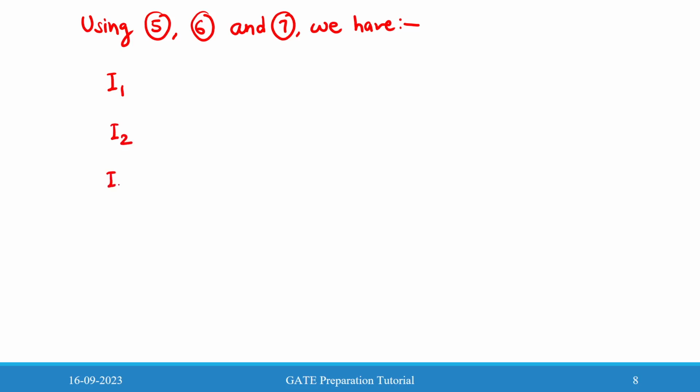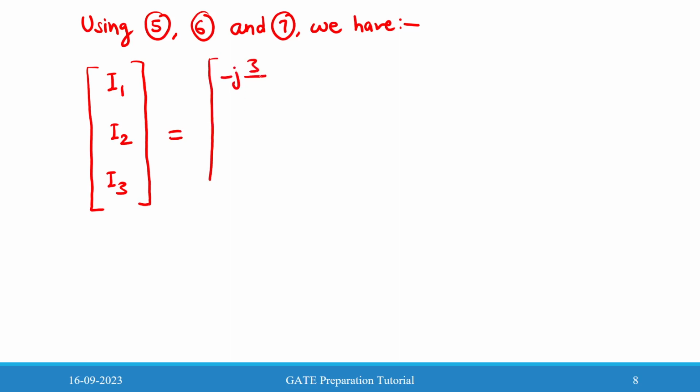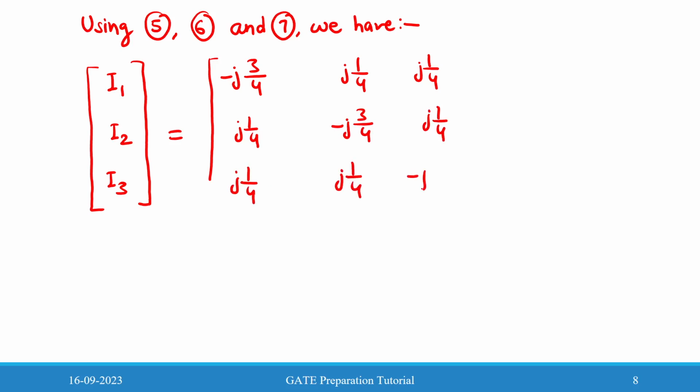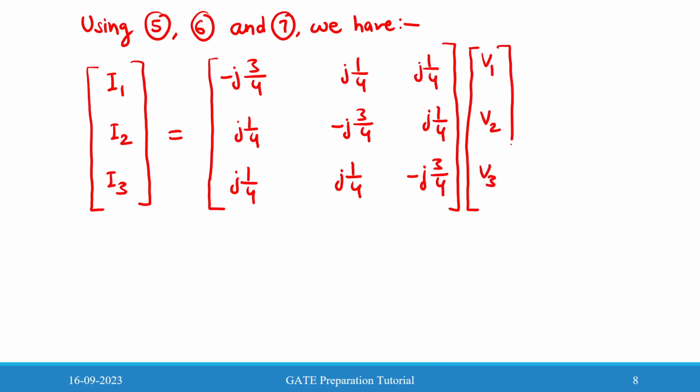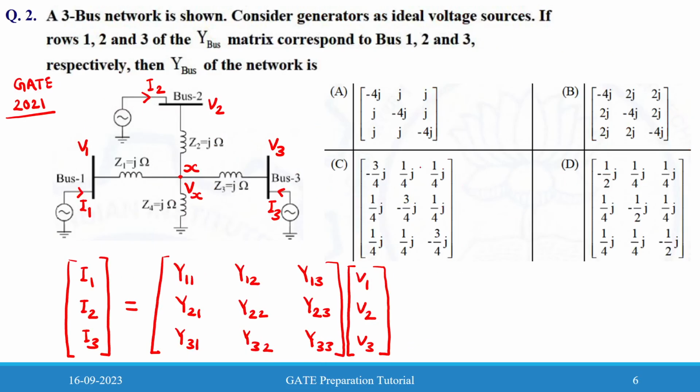I1, I2, I3 equals the matrix: minus J3 divided by 4, J1 divided by 4, J1 divided by 4; J1 divided by 4, minus J3 divided by 4, J1 divided by 4; J1 divided by 4, J1 divided by 4, minus J3 divided by 4; multiplied by V1, V2, V3. So the correct option will be C.